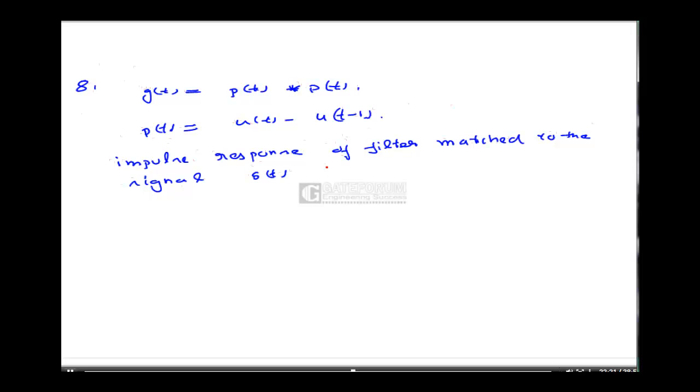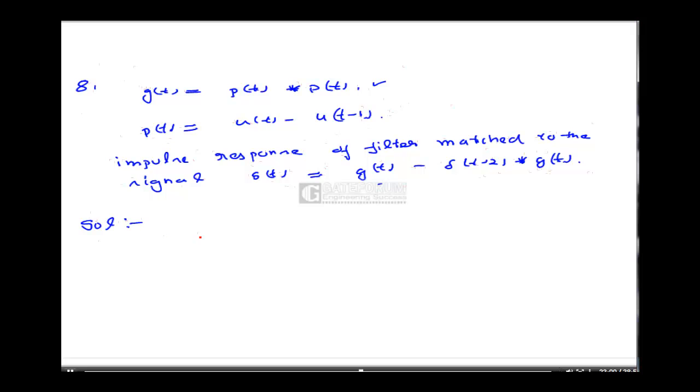So this question becomes a part of communication as well as signals and systems. g of t is given as p of t convolved with p of t. First, p of t is given by u of t minus u of t minus 1, where u of t is a step function. Now we have to find the impulse response of a filter matched to signal s of t. Signal s of t is defined by g of t minus delta of t minus 2 convolved with g of t. There are various steps involved in this, so we will find the solution.